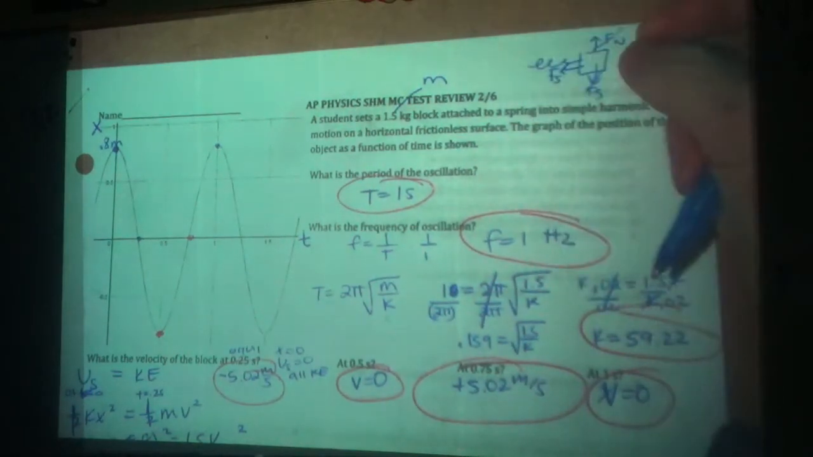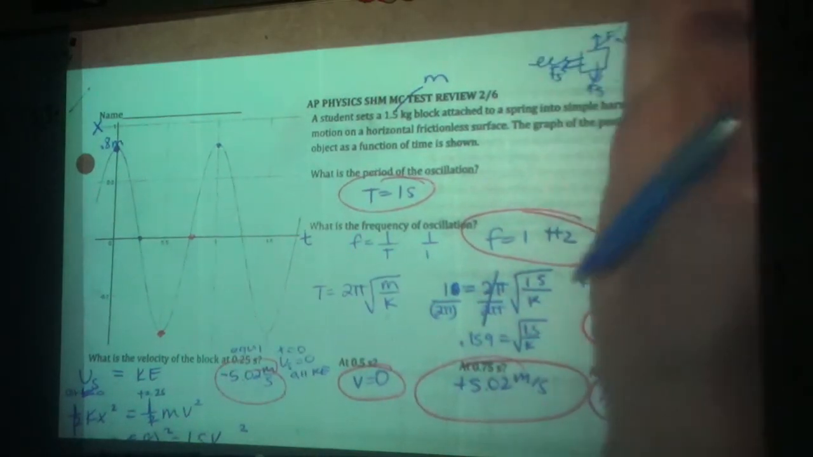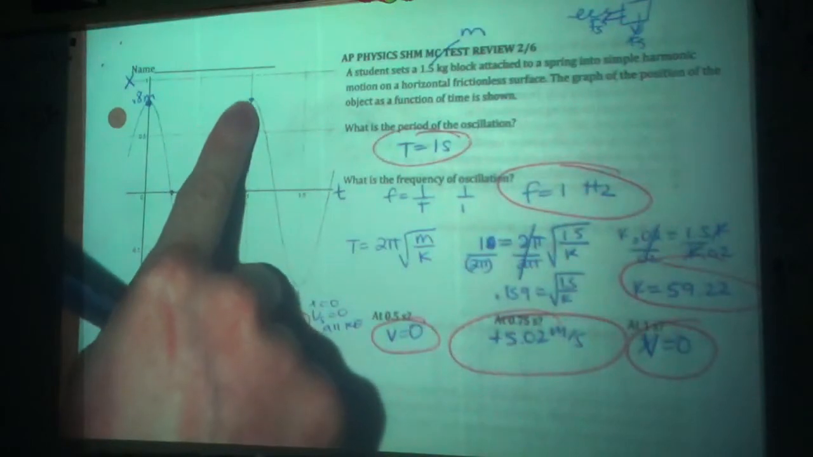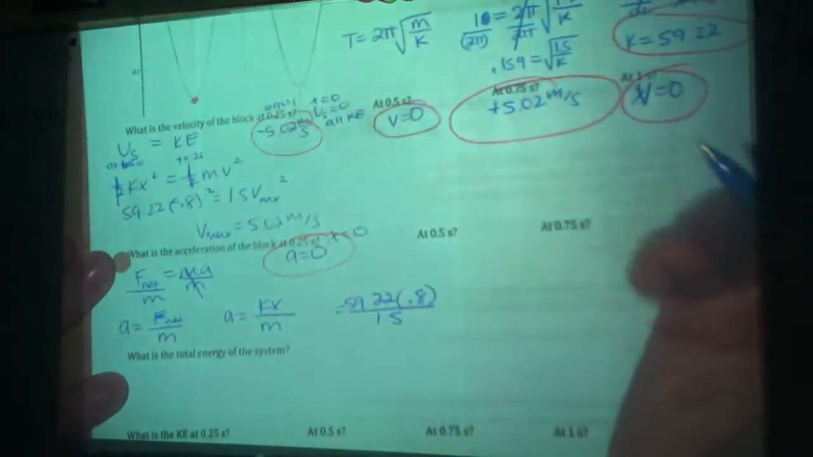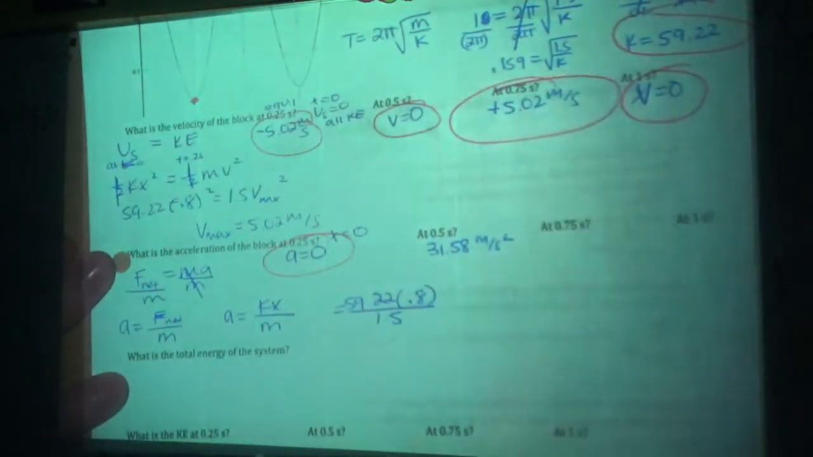If it's being stretched to the right, it'll feel a force back towards equilibrium. If it's being compressed to the left, then it'll feel a force back towards equilibrium the other way. Okay, so I'm going to replace my net force with my spring force, and the spring force is just kx. So kx over m, and then at 0.5 seconds, that is at the maximum amplitude of 0.8. So you can plug in the 59.22 for your k, amplitude of 0.8 over mass of 1.5, and that's going to give me my acceleration is 31.58. If you want to check units.